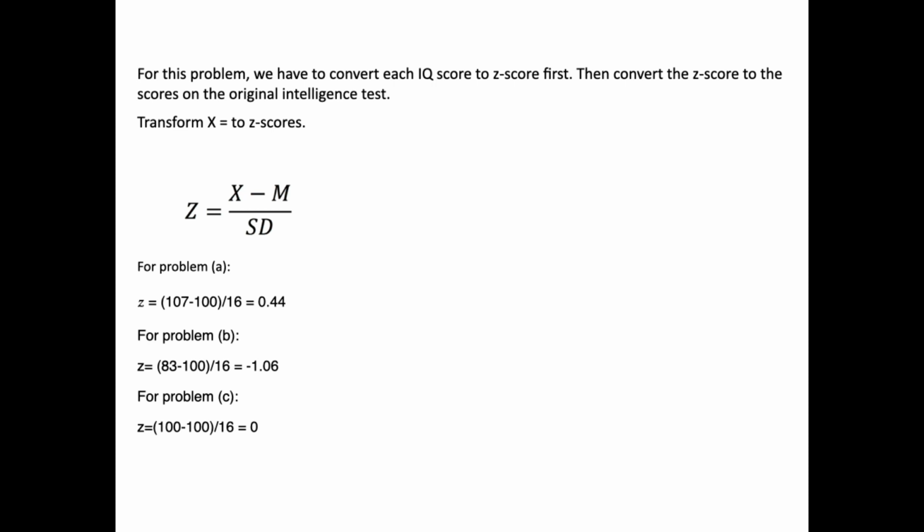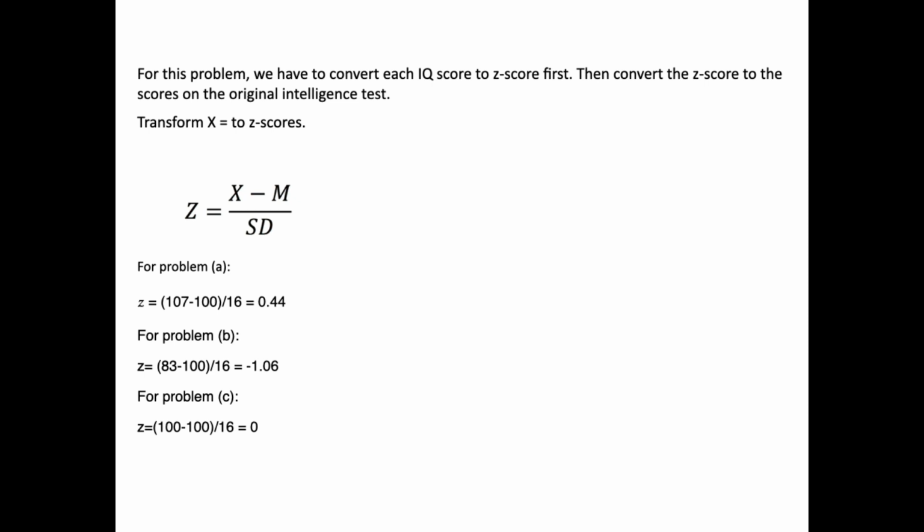So for problem A, the first person had an IQ of 107. So we plug in 107 for the X, the mean is 100, and on this IQ test the standard deviation is 16. That would mean that a person who had a score of 107 would have a Z score of 0.44. For B, that was a person who had an IQ of 83. That's below the mean, so we have 83 minus 100 over 16. That reduces down to minus 1.06. So they're 1.06 standard deviations below the mean.